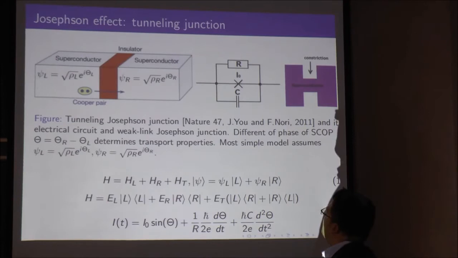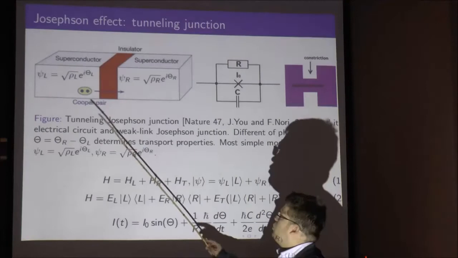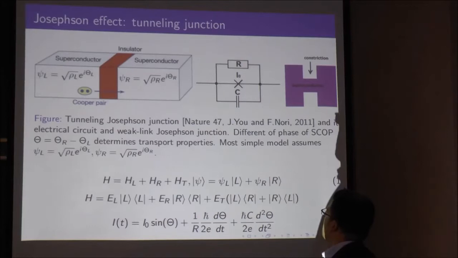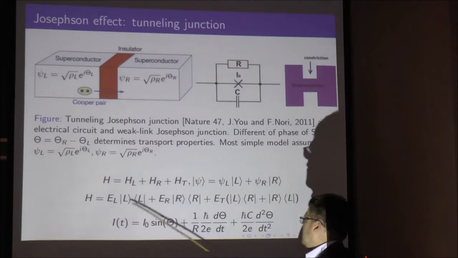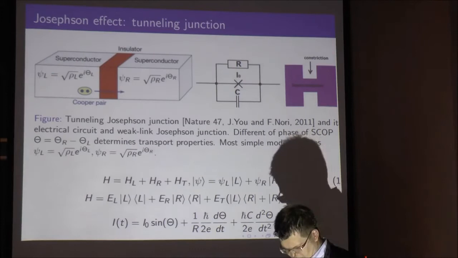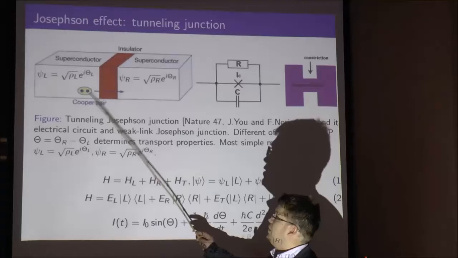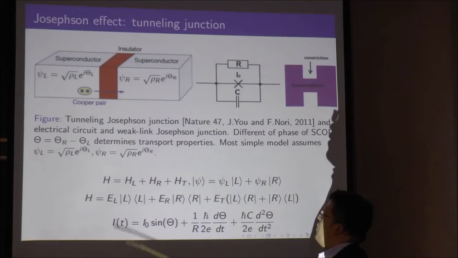It turned out that the Josephson effect is the effect when two superconducting systems interact in a perturbative way. So we have a Hamiltonian of left and right, and the tunneling Hamiltonian. Basically, we can write this in such a representation, and with very simplifying assumptions, that we assume the wave function on the left side and on the right side to be of this form, we find that the electric current that flows between the left and right superconductor is proportional to the sine of the phase difference between left and right.